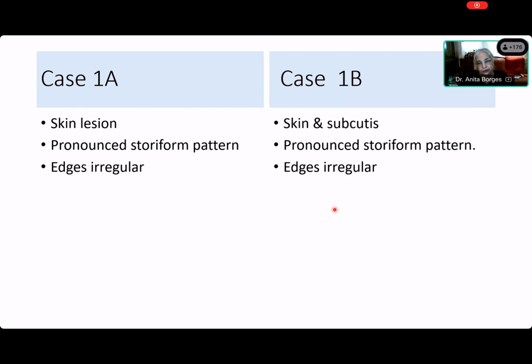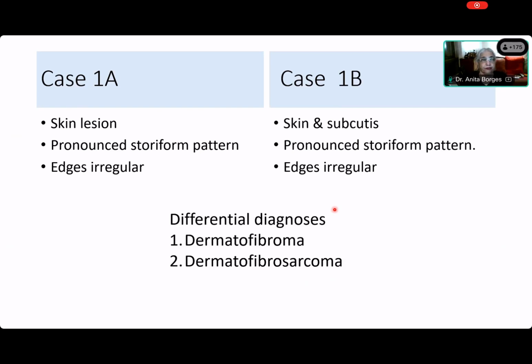Okay? So now we have to do some thinking. Okay? So what is it? There are only two differential diagnoses. Now, what differential diagnosis did you come up with, Saida? Ma'am, case 1B is dermatofibrosarcoma. I see. Okay. And 1A? 1A is dermatofibroma.